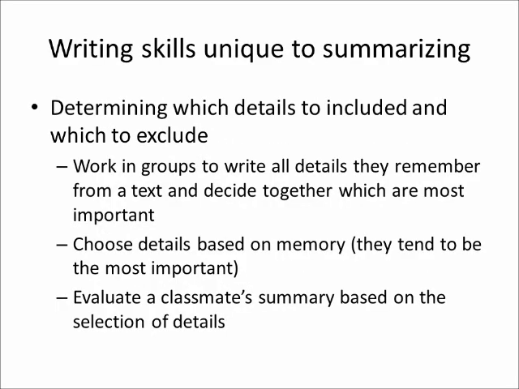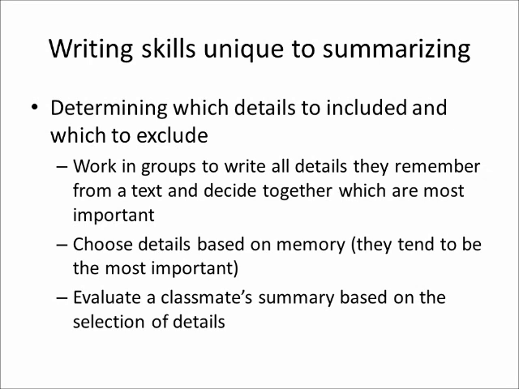Another writing skill unique to summarizing: determining which details to include and which to exclude. To practice this skill, students can work in groups to write the details they remember from a text and decide together which are most important. So you have them read it in class, and then you have them turn it over so they can't see it, and work together to decide what they remember. And most of the time, that which students remember is actually the most important.